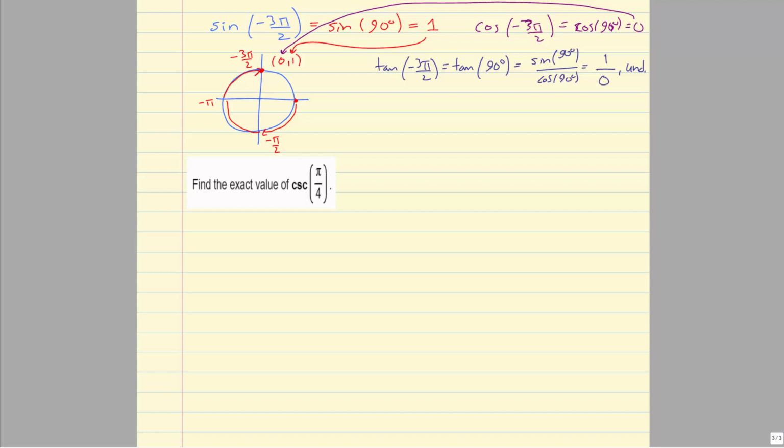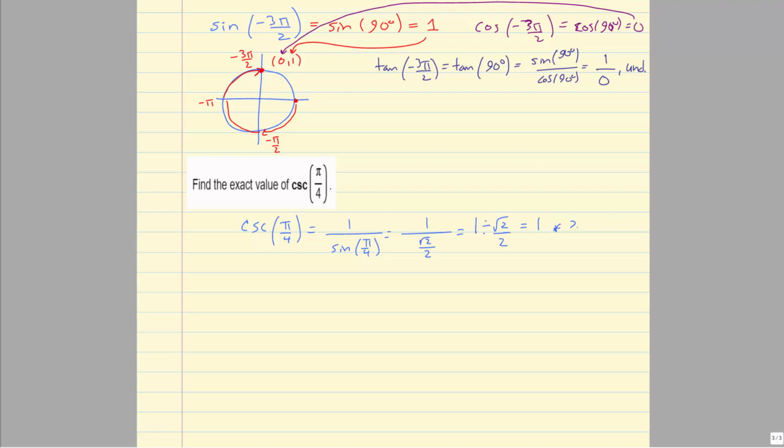Well, if you remember your trig identities, pi over 4 is a standard angle. Cosecant is 1 over the sine of pi over 4. If you have your unit circle memorized, the sine of pi over 4 is the square root of 2 over 2. When you divide by a fraction, you multiply by the reciprocal. So this is the same as 1 divided by square root of 2 over 2.